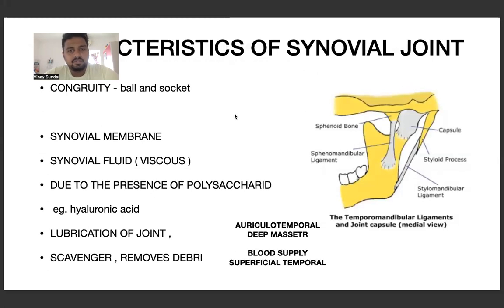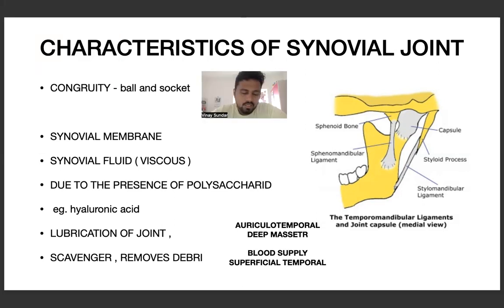Now, a characteristic of a synovial joint is that it's going to be a congruity, ball and socket. You have a synovial membrane, and the synovial fluid is viscous. Now, what is viscous? Viscous is a physical property of a fluid. For example, you have some water in a glass. In the other glass, you're going to have some oil. You're going to pour, the water is going to flow very freely, but oil will also flow, but it's not going to flow as freely as the water, right?